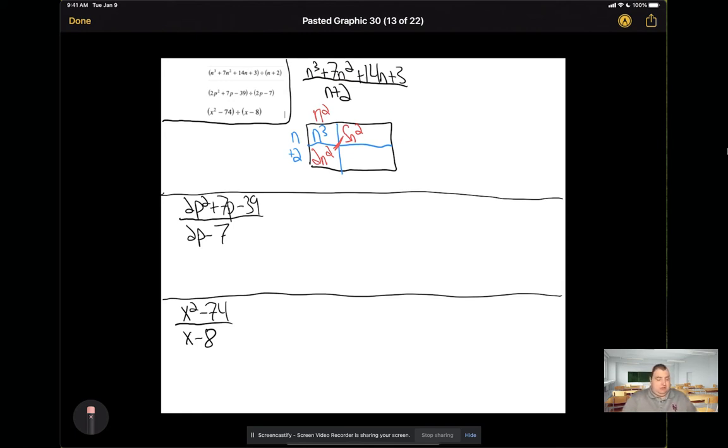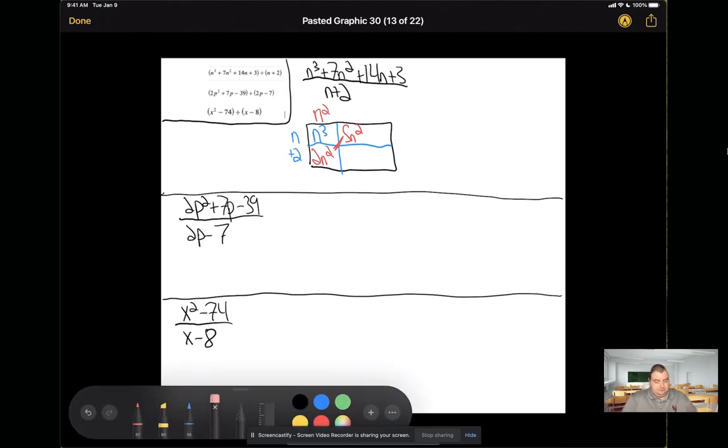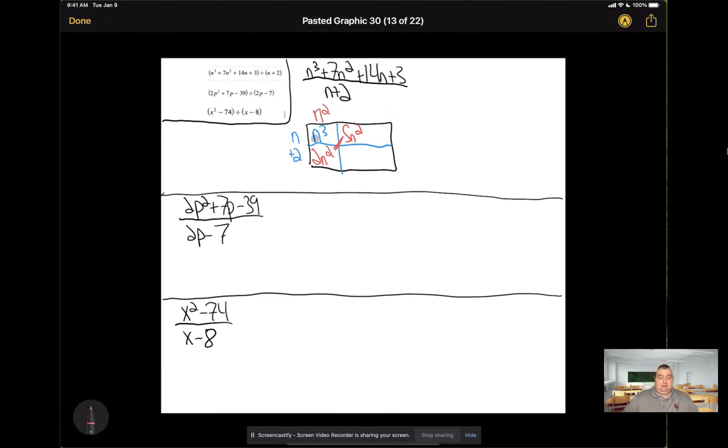So now I'm going to do the second column. Same question. n times what is equal to 5n squared? It's going to be n times 5n, right? n times 5n is 5n squared. If I finish out the column, 2 times 5n is equal to 10n.